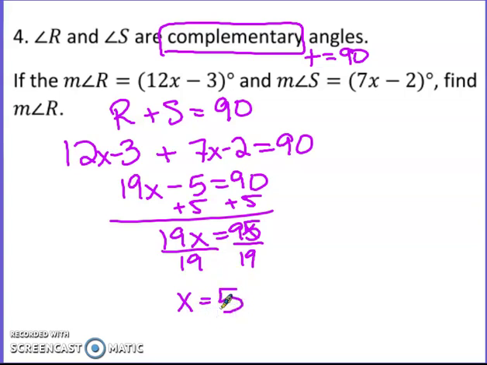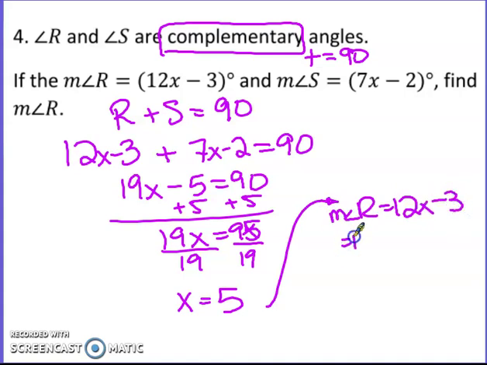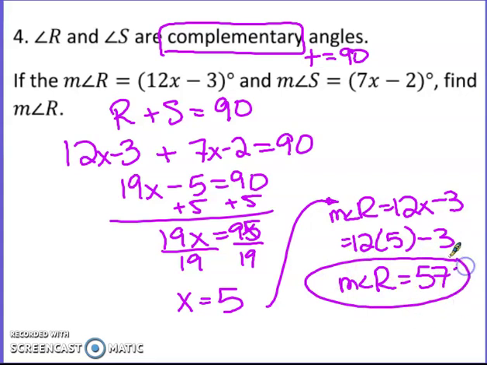But again, go back and reread the problem. Make sure you understand what the problem is asking. In this case, it's asking for angle R. So the measure of angle R is 12x minus 3. So I need to plug 5 in for x, and I'm going to find out the measure of angle R is equal to 57 degrees.